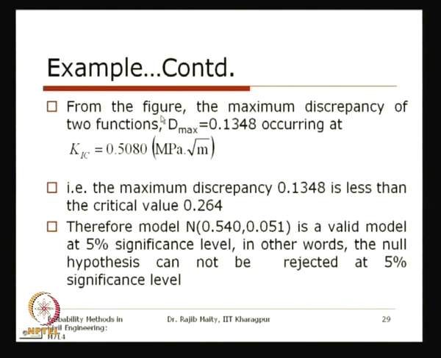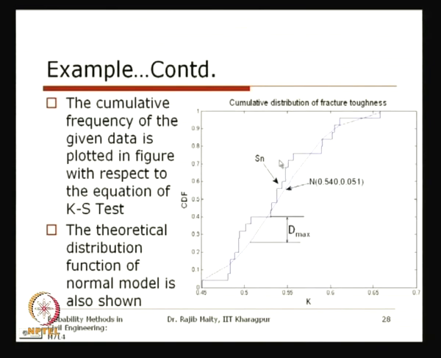From the figure, and of course you can check it in the calculation also, the maximum discrepancy of the two functions is dmax equals 0.1348, which occurs at KIC equals 0.508. So, at this value dmax is 0.1348. This is the only value that we have to pick up from this comparison. This is the KS test, and from this point onwards we may look for further improvement, but that is a later part. Here, from this graph, the only information we are picking up is the maximum difference.